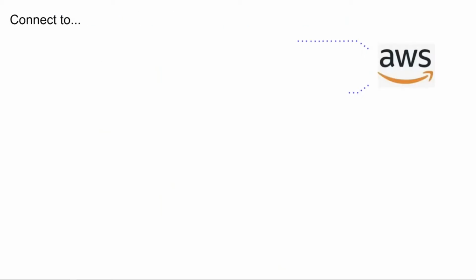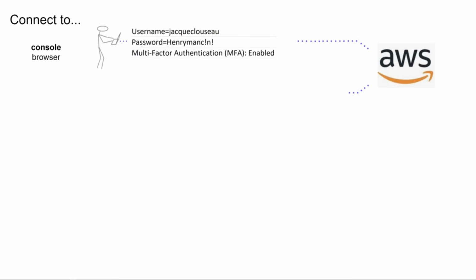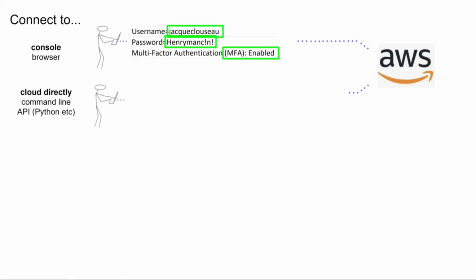We start by connecting to the provider's cloud console or portal through a web browser. Typically, we authenticate with a username and password. And to be more secure, a multi-factor authentication or MFA step, like the Duo authentication app. From there, we progress to a more direct cloud connection, a command line interface or a programmatic API.